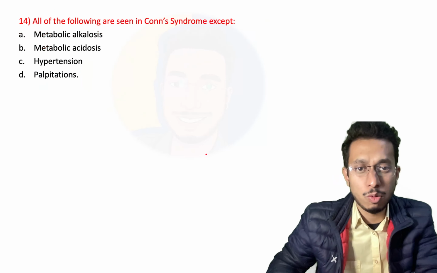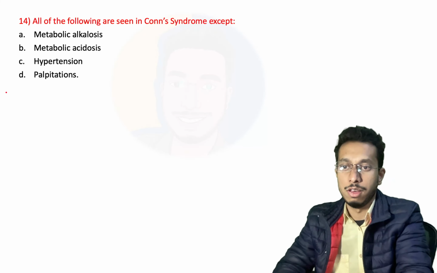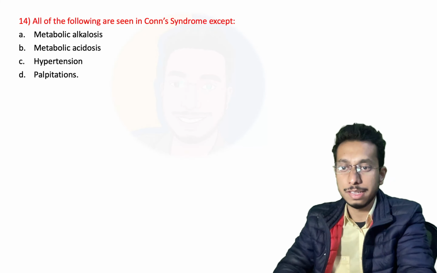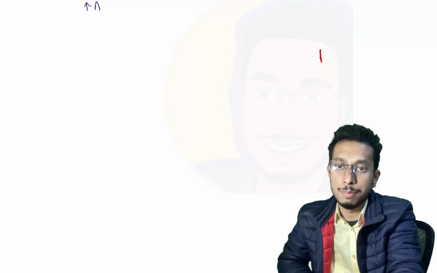So, all of the following are seen in Conn syndrome except. So okay. So what is Conn syndrome, guys? Conn syndrome is a case of primary hyperaldosteronism due to a unilateral adrenal mass. Okay. So let's just explain the topic together. So if you see primary hyperaldosteronism, that is an increase in the aldosterone level in the body.